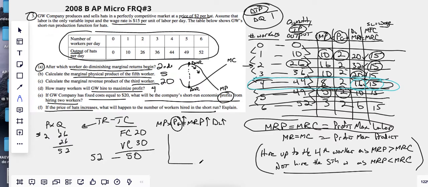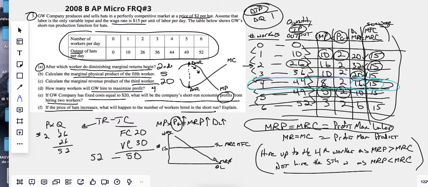All right. So here we got wage on the vertical. We got quantity of labor on the horizontal. Notice our wage is the same. It doesn't change, so it is just a flat, perfectly elastic line. We could call it the supply of labor, the MRC. We could call it the MFC. We know it's $15 a day. The demand for labor is downward sloping.